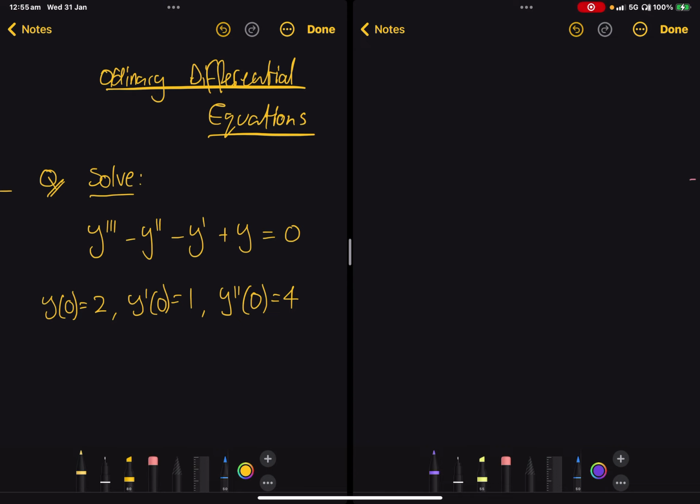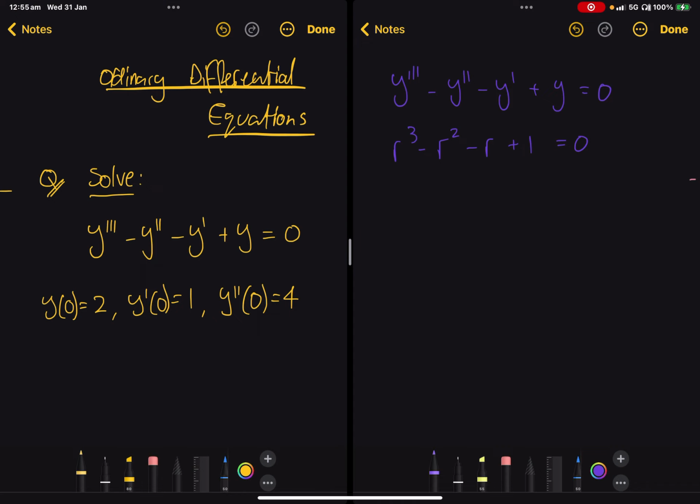So if we have y''' - y'' - y' + y = 0, we can work out the characteristic polynomial. So this is going to be r cubed minus r squared minus r plus 1 equals 0. Now this is a cubic. We have to try and factorize this to find out what the roots are going to be, and then the roots are going to give us information about the solution to this differential equation.